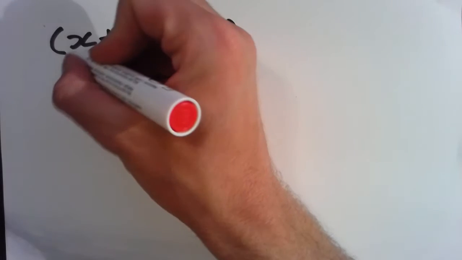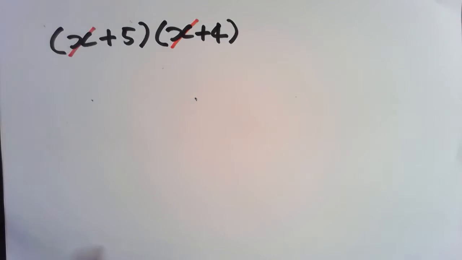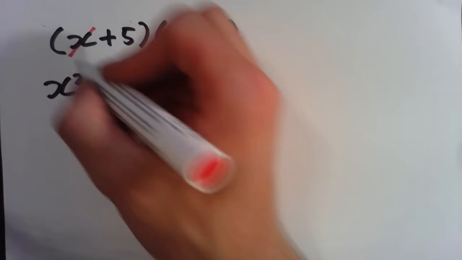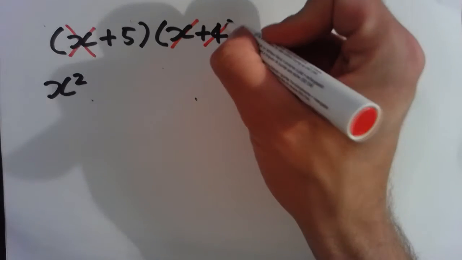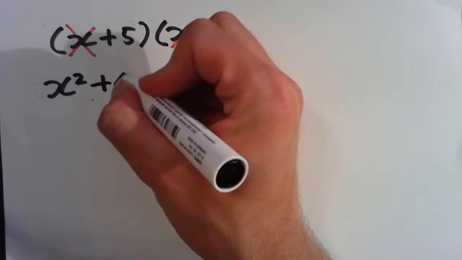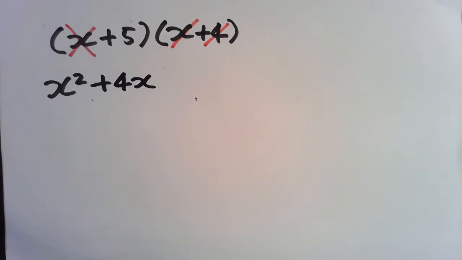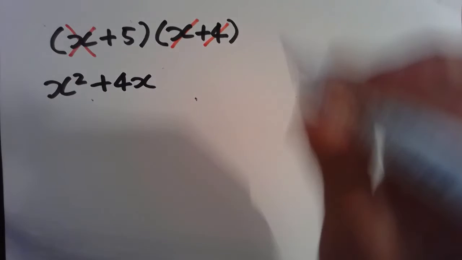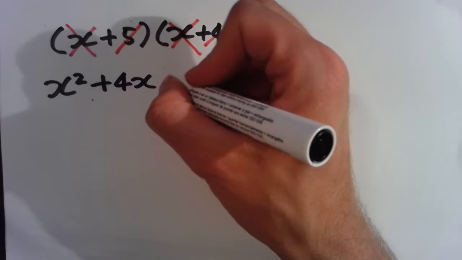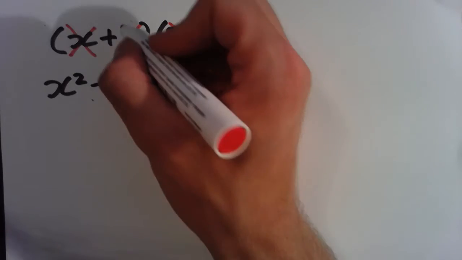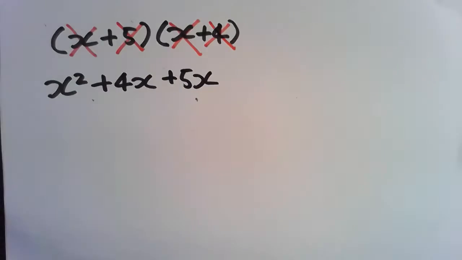So we're going to start with x and x. X multiplied by x is x squared. Then I'm going to do x and 4. X multiplied by 4 is 4x. You can see I've crossed out my x here. I'm not going to be using that anymore. Then I'm going to do 5 multiplied by x, which is 5x. Then 5 multiplied by 4, which is 20.